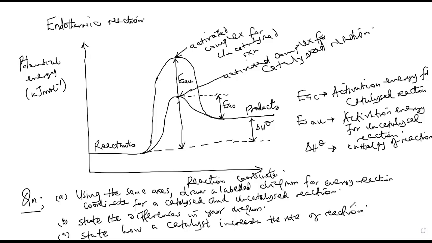these diagrams differ in that the uncatalyzed reaction has a higher activation energy than a catalyzed reaction. As simple as that. Then, how a catalyst increases the rate of reaction: it lowers the activation energy of the reaction by providing an alternative mechanism, or an alternative route or path, of lower activation energy. As simple as that.